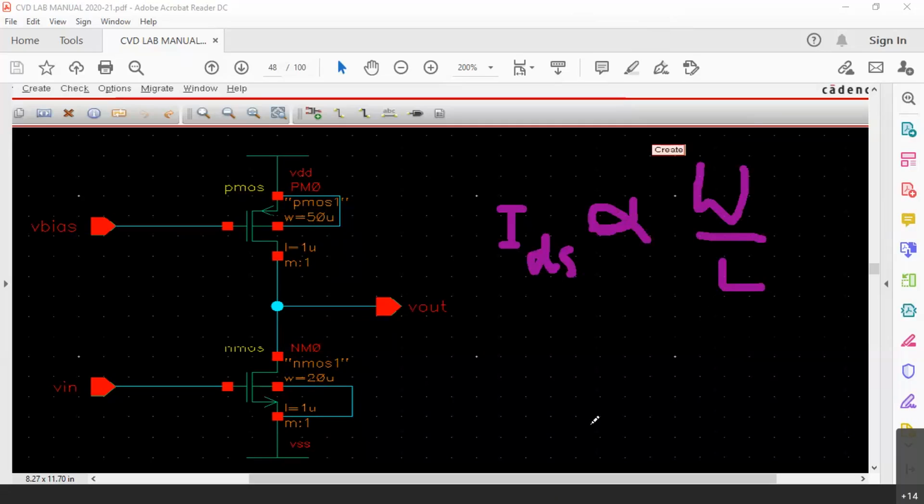So when you start simulating this particular circuit, you will have to change the dimensions of NMOS and PMOS to the one that is shown here. Otherwise, the default dimensions of NMOS is 180 nanometer and 2 micrometer. You will have to change it to 1 micrometer and 20 micrometer. Accordingly, you will have to change the dimensions of the PMOSFET also.